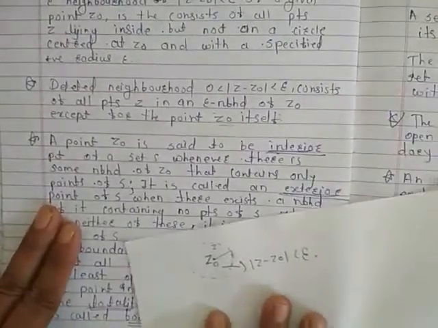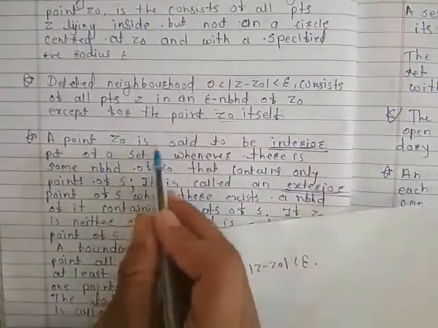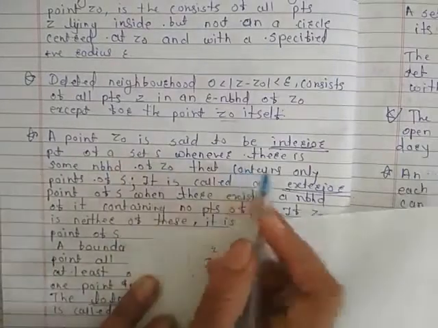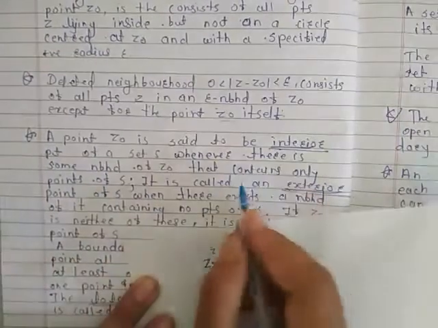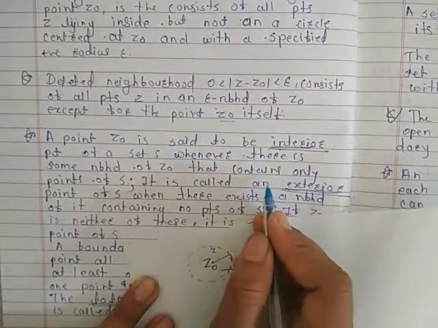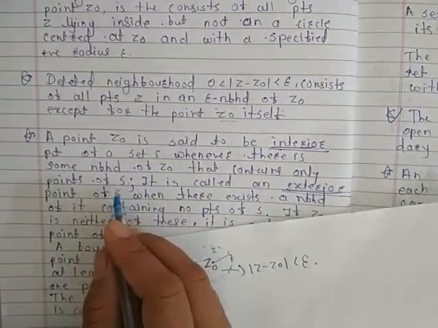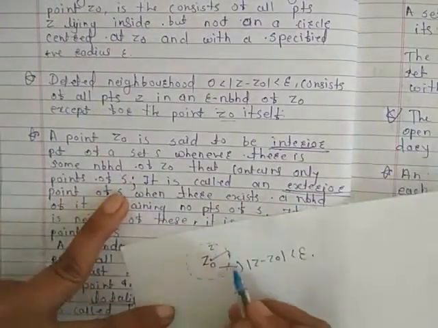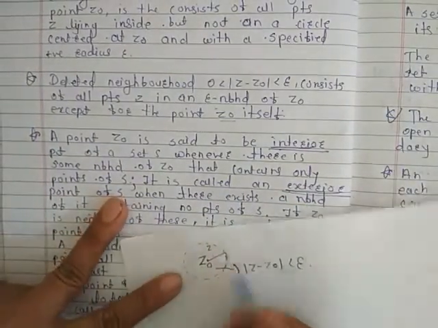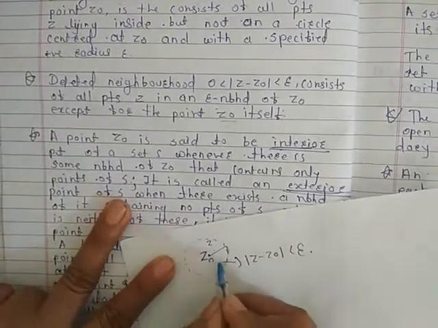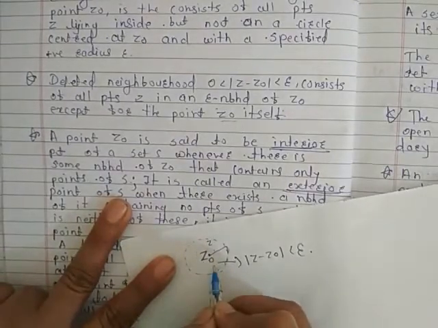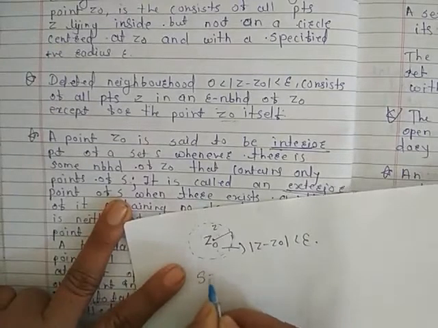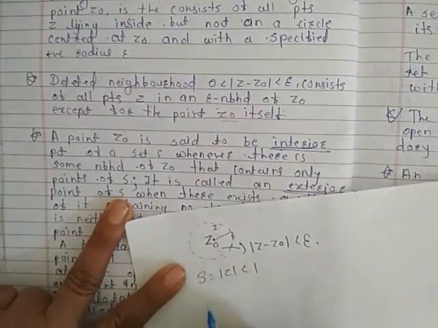Okay. Next definition: a point z0 is said to be an interior point of a set S whenever there is some neighborhood of z0 that contains only points of S. What does it mean to be an interior point of set S? Suppose this is a set S. Suppose we have the set S equal to modulus of z strictly less than 1.